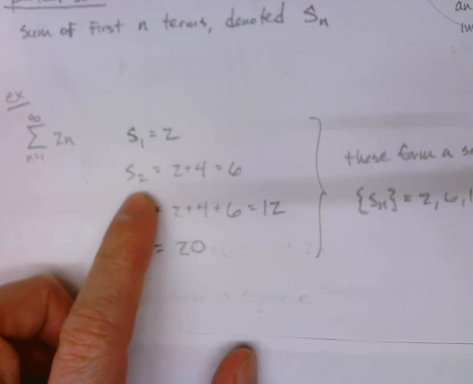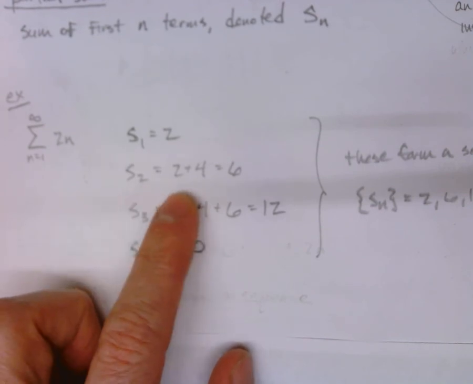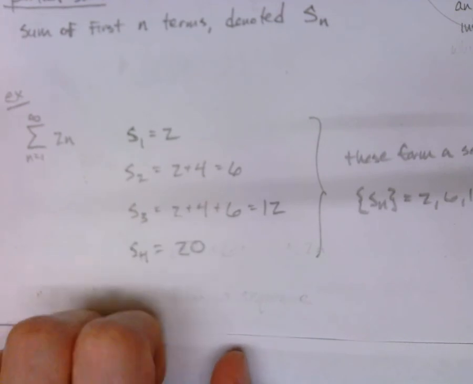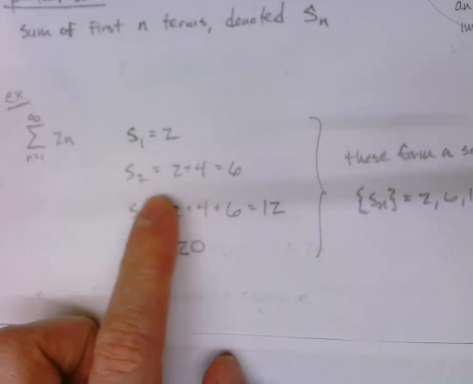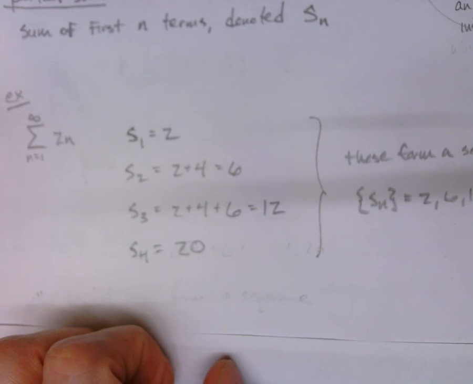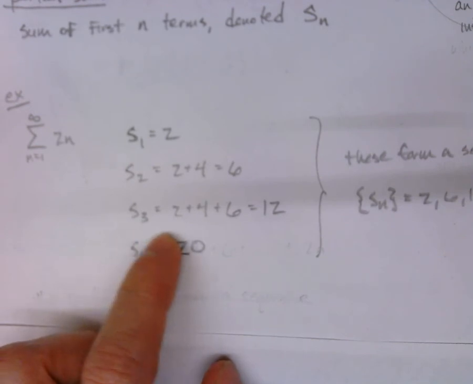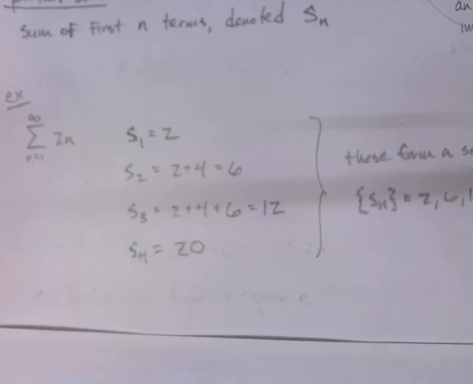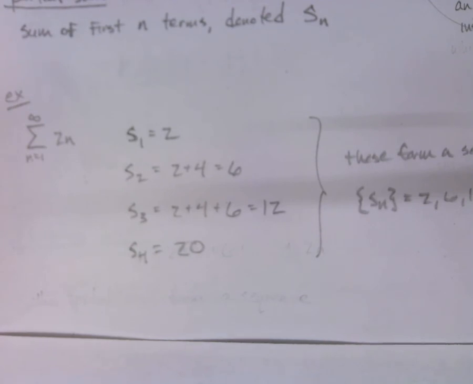The second partial sum, we're going to add together the first 2 terms. The first term is 2, the second term is 4, so 2 plus 4 is 6 for the second partial sum. The third partial sum, 2 plus 4 plus 6, would equal 12. And if we did one more, 2 plus 4 plus 6 plus 8 would give you 20, the fourth partial sum.